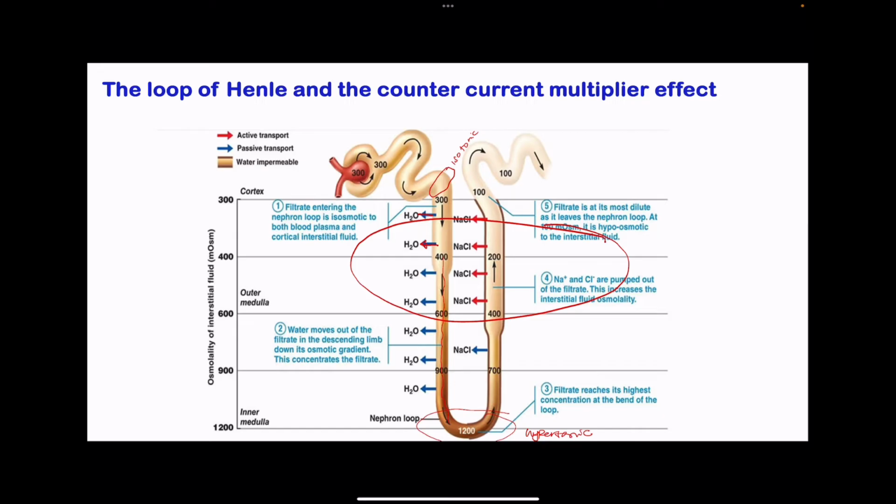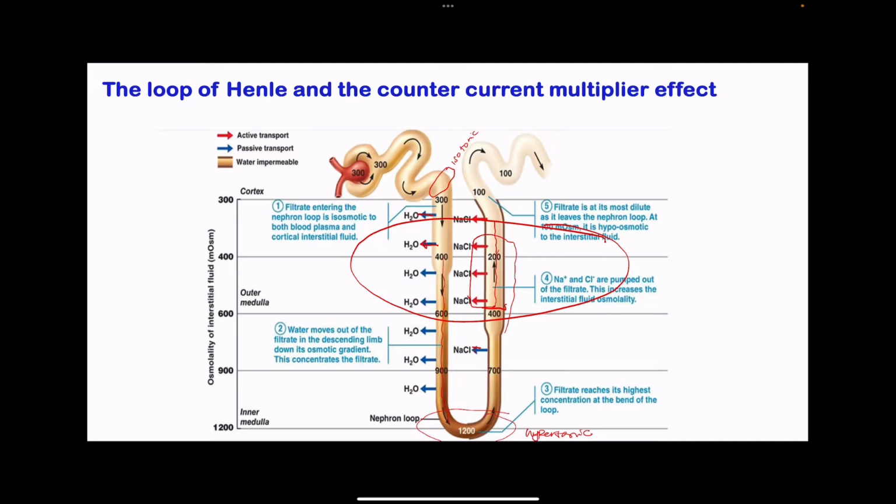And now we go to the ascending loop. The lower part of the ascending loop is going to be fairly permeable to sodium and chloride. We do not need to use active transport, so those are going to leave. But as we go above here, active transport is required. The chloride ions are going to be pumped out of this limb, and the sodium ions are going to follow.